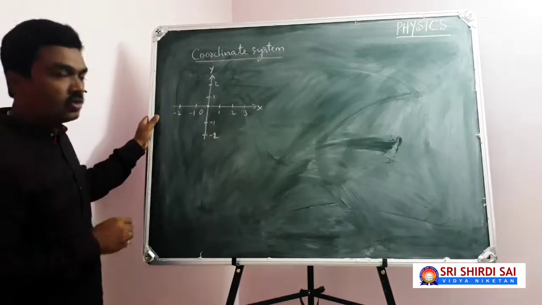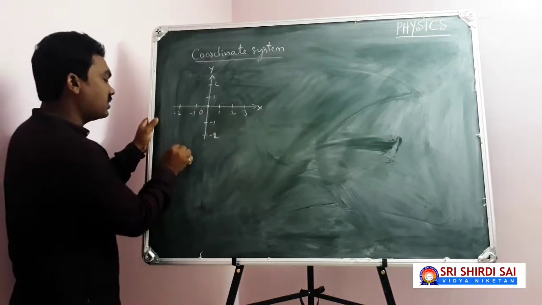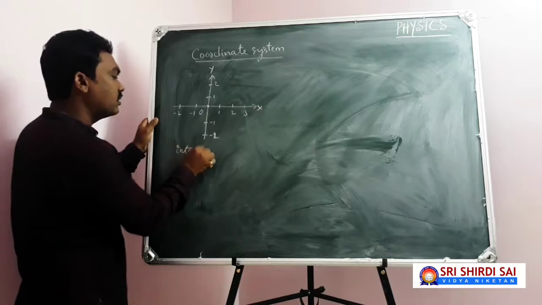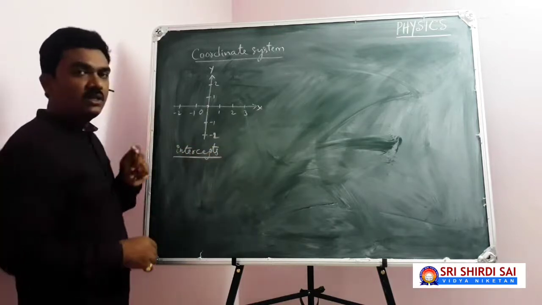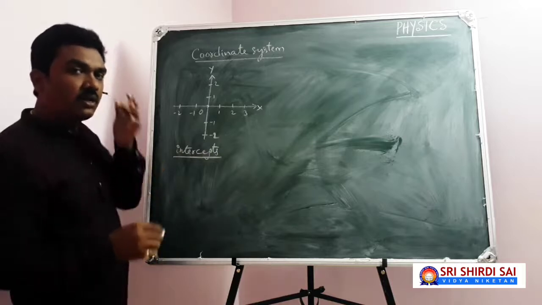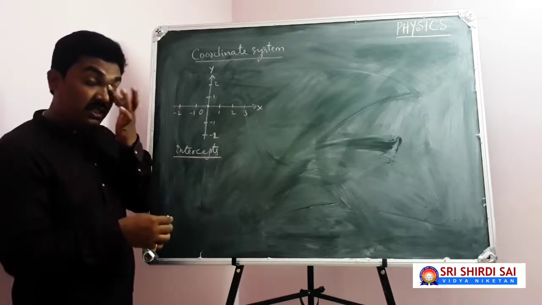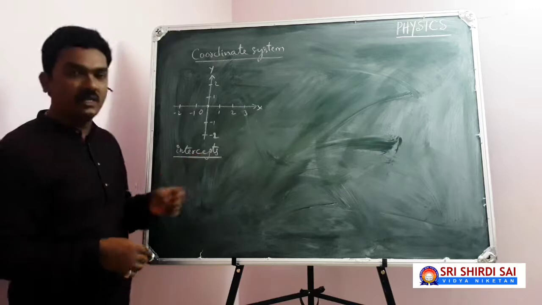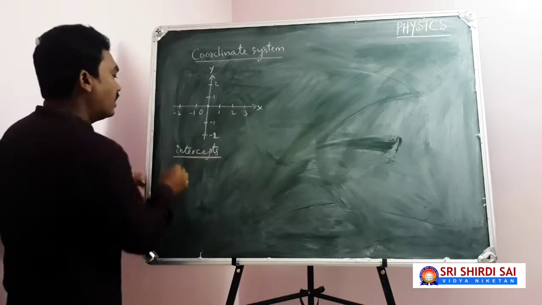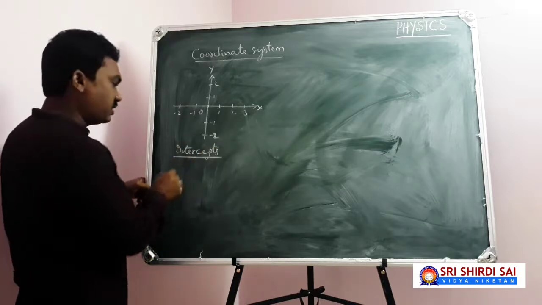Apart from this, I have told you intercepts, means the point at which your line or your curve in the coordinate system is going to cut the coordinate axis. We call them as intercepts. The x-intercept and y-intercept you have learned.